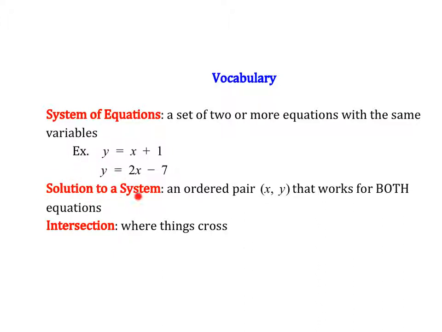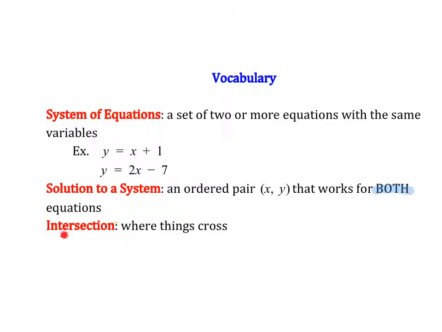So a solution to a system of equations is an ordered pair, so an xy coordinate, that works for both equations. That's a really important thing here. Now we don't only need to find a value that works for one, we have to find a set of values that work for both equations.